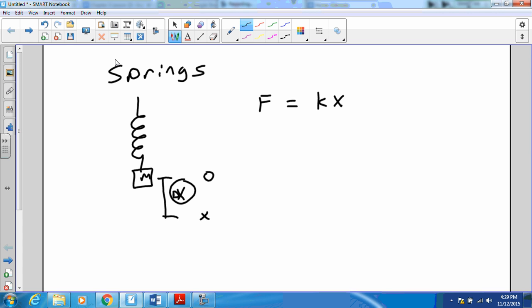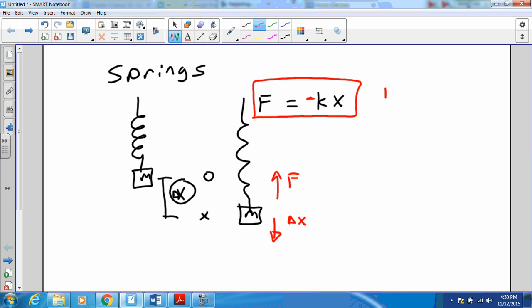Now, there was one more thing that we did, and that was to account for direction. Because when I pull my spring down like this, the spring is now going to pull upwards. So the direction of the displacement for the spring is downwards, but the direction of the force that the spring exerts is upwards. And so we use a negative sign for that direction. This relationship between force and displacement is called Hooke's law.